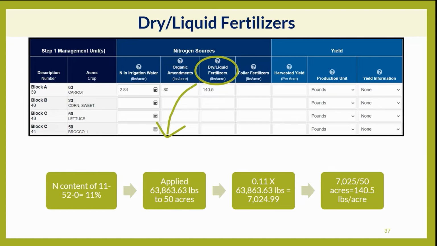I've got 11% nitrogen within the fertilizer that I'm applying. I've applied around 64,000 pounds over my 50 acres. So I multiply that by 11%, or 0.11, and then I divide it by my 50. That comes out to be 140.5 pounds of nitrogen per acre that I've applied, right? So this is on top of my amendments. It's on top of what I have in my irrigation water.